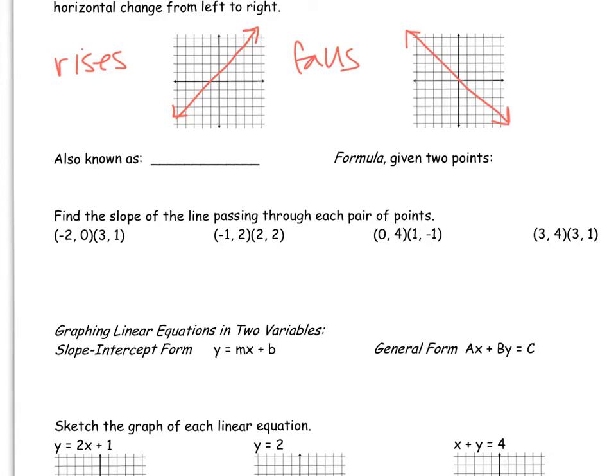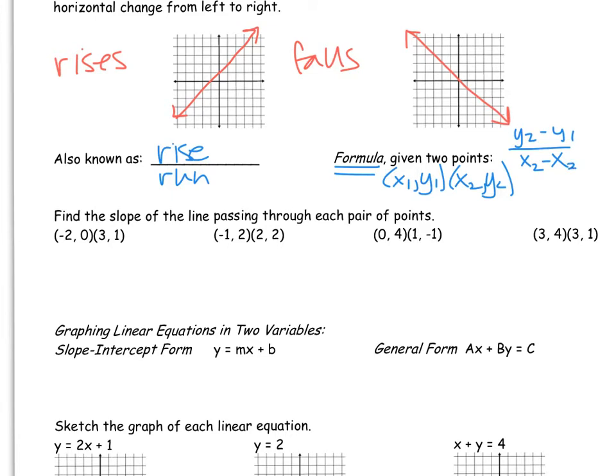Another way to describe slope of a line is rise over run. And then the formula you would use requires two coordinates on that line. If you identify two coordinates as x1, y1 and x2, y2, then the formula would be the difference in the y values, y2 minus y1, divided by the difference in those x values, x2 minus x1. And make sure to always simplify that fraction.